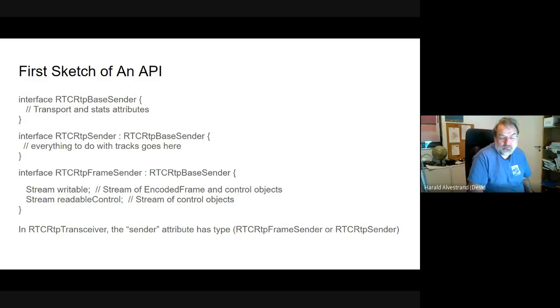So the first sketch of the API is that you break up the sender class into two levels, the base sender and the RTP sender. It's called RTCRtpSender because that's what it's called. We don't change the names of existing objects, we just redefine them a little bit. And then you can have a second class that is also an instance of base sender that exposes these streams. And so you can get those into the transceiver model by simply saying that the sender attribute is a union of these two types. It can be either one or the other. And of course, the same thing on the receiver side. Next slide.